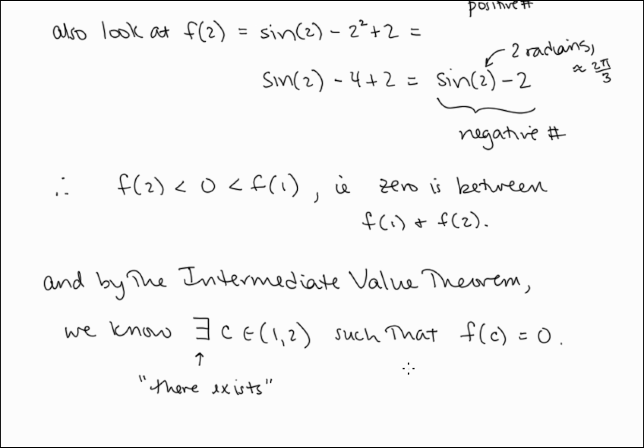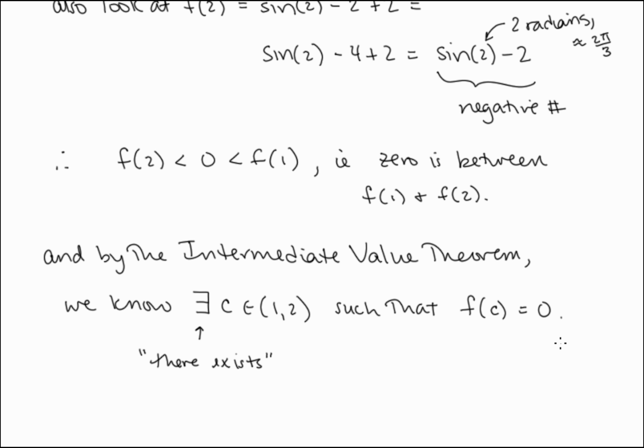And just a note here, I tend to use math notation a lot, and this backwards capital E stands for there exists. So this says, we know there exists c in, or as an element of, the interval [1, 2], such that f(c) is equal to 0. And with this, we'll conclude our lesson on continuity.